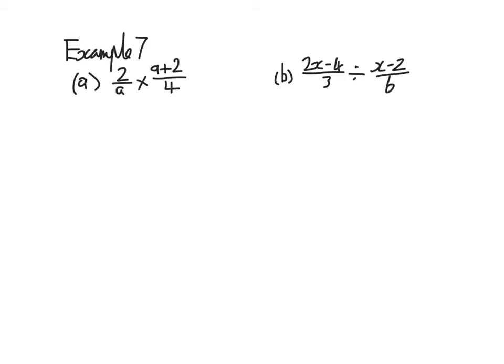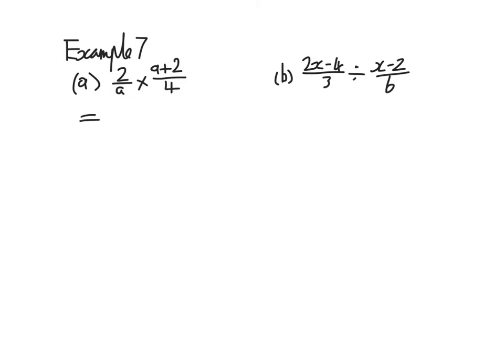We have the first one. Now, these are starting to look a little bit more complex. However, don't be afraid. Multiplying fractions is one of the easiest things that you can do. So let's have a go at this. In example 7a, we're going to multiply both of the numerators together. So these two we're going to multiply, and we're going to multiply the denominators together.